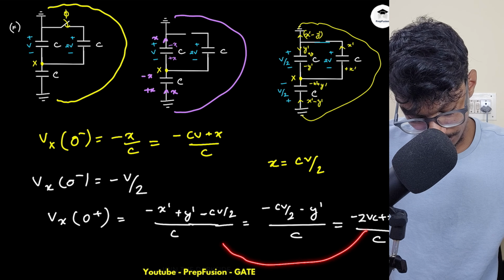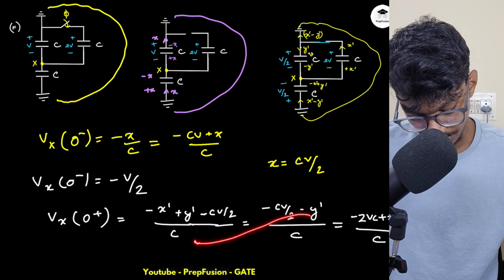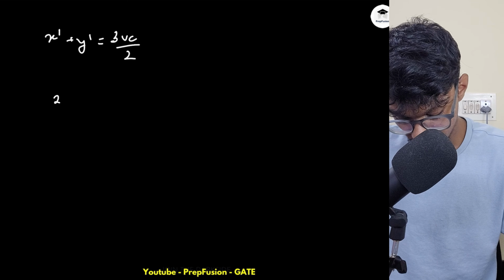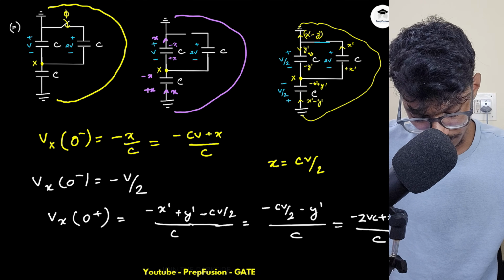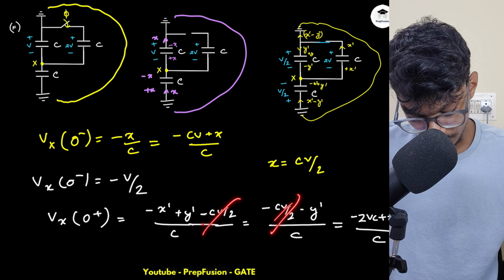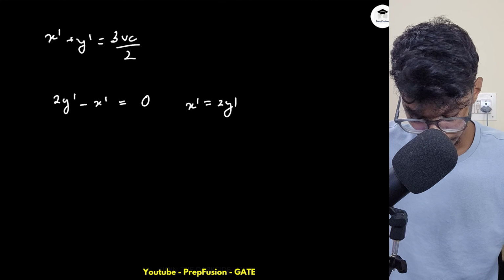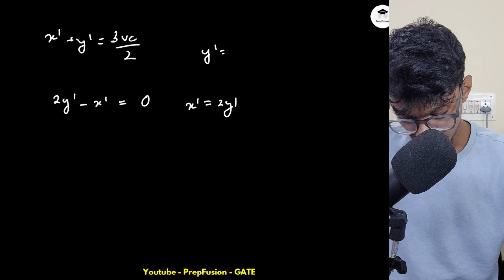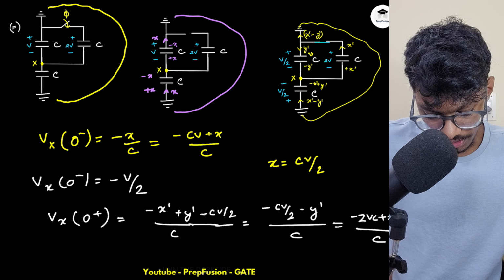And here what will happen? Basically, this, I can again equate. If this Y dash goes here, this is 2Y dash minus X dash, which will be equal to 0, since the CV by 2 cancels out. So basically my X dash equals 2Y dash. If I put the same value here, then Y dash will be equal to Vc by 2.